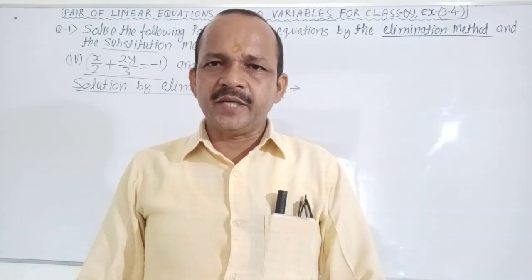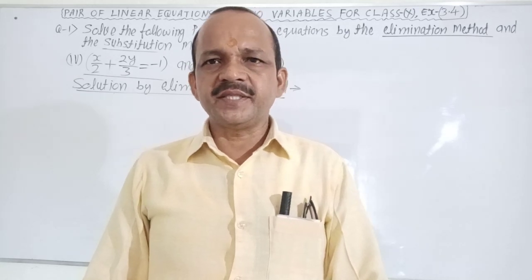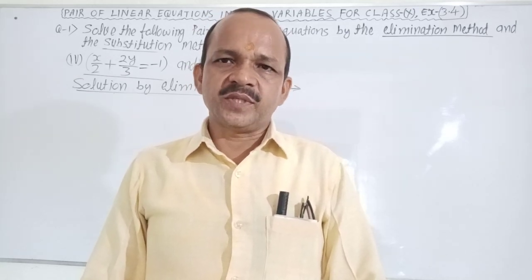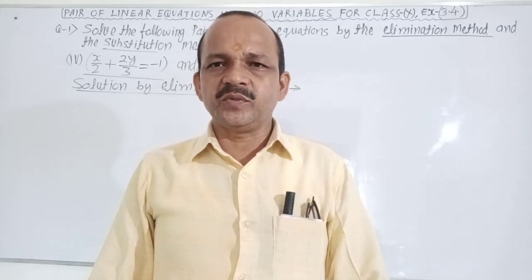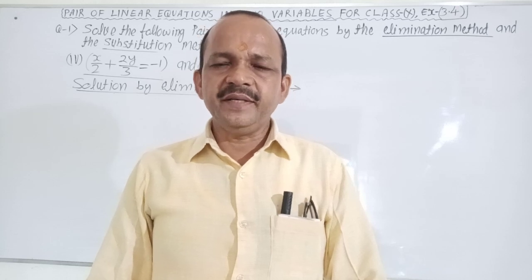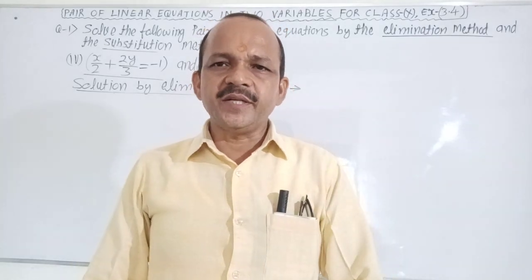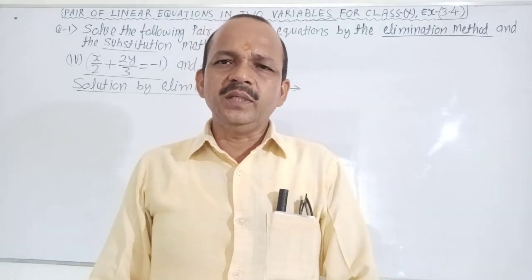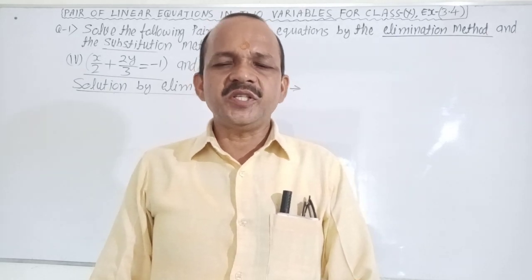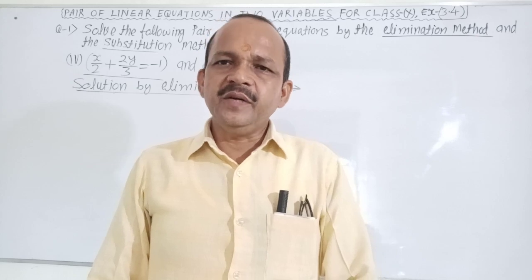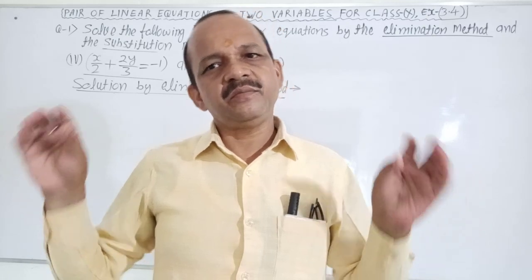If a1 by a2 not equal to b1 by b2, then it shows intersecting lines, consistent system and unique solution. If a1 by a2 equal to b1 by b2 not equal to c1 by c2, then it shows parallel lines, inconsistent system and no solution. If a1 by a2 equal to b1 by b2 equal to c1 by c2, then it shows coincident lines, consistent dependent system and infinitely many solutions. It is clear. No confusion about it. Very good.